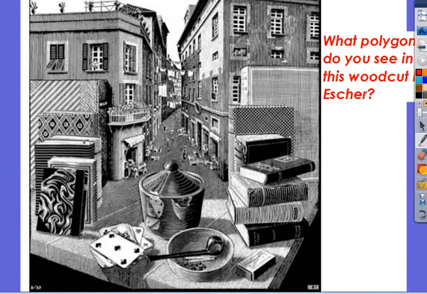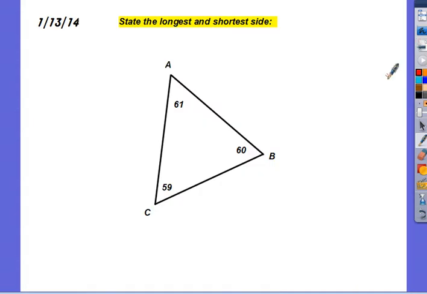And you'll see me bring in different artists from time to time. The way I know if you're taking notes, if you've watched this video, is you come into class and you will have certain things written down. The first of which is state the longest and shortest side. This is something we've covered before. There is an incorrect date on there, but go ahead and solve that problem on your notes. I will be looking for that.